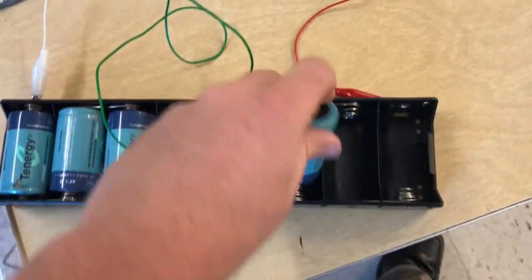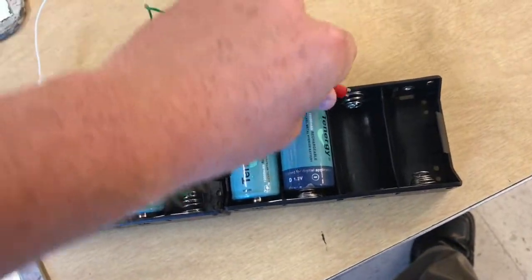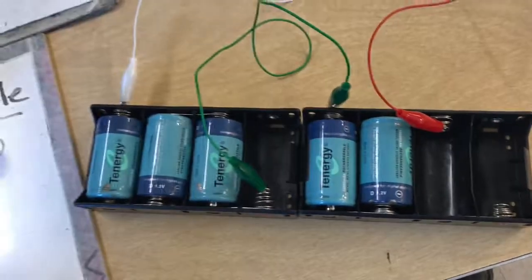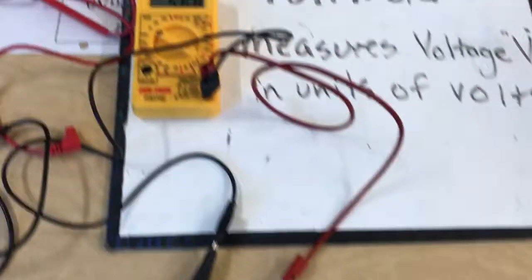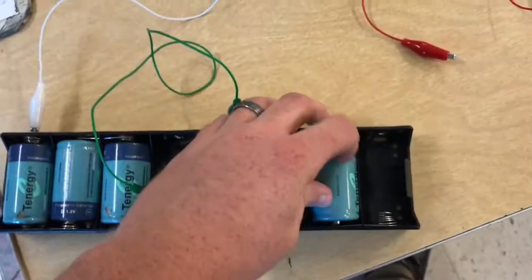Now, to do more batteries, I had to take one out and then make a connection. So now I'm up to 5 batteries, and I just used a wire to bridge over to the next battery pack. So now I got a full circuit with 5 batteries. 5 batteries, I get 0.11 amps and a voltage of 5.67 volts.